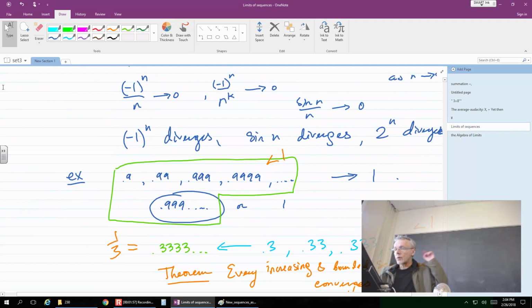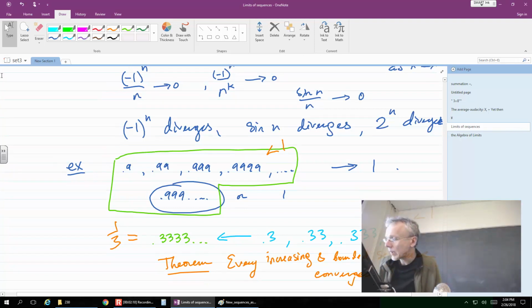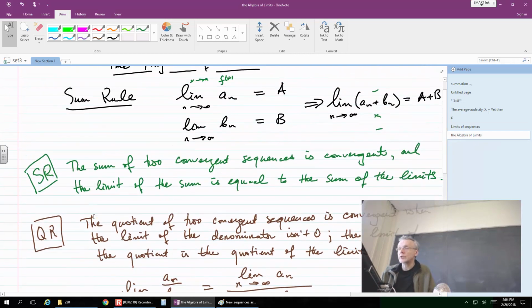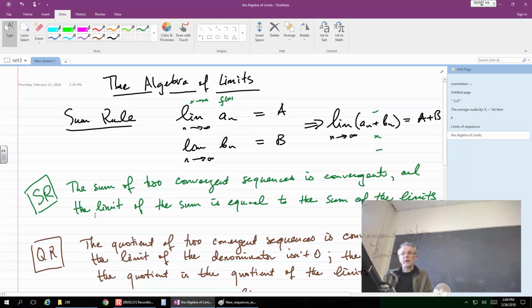Okay, so repeated, or rather infinite, decimals can be thought of as limits of sequences of truncated decimals, based on that theorem at the bottom. And the last topic is the algebra of limits, which is very reminiscent of the same algebra of limits for functions, as well as derivatives and so on. They are also limits.